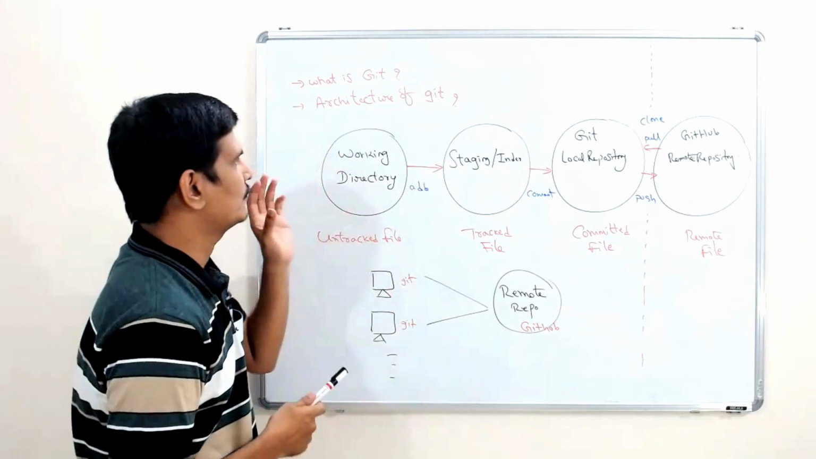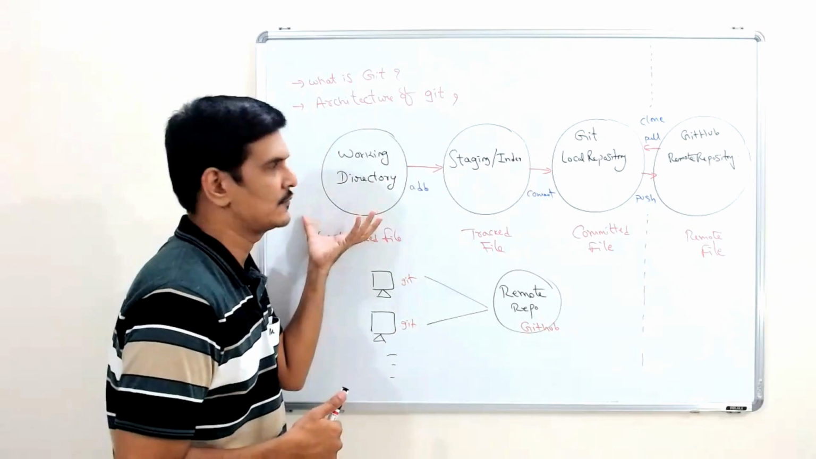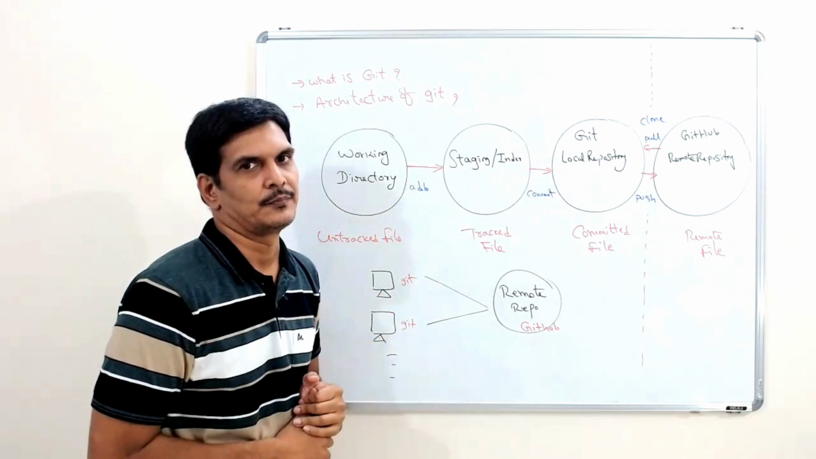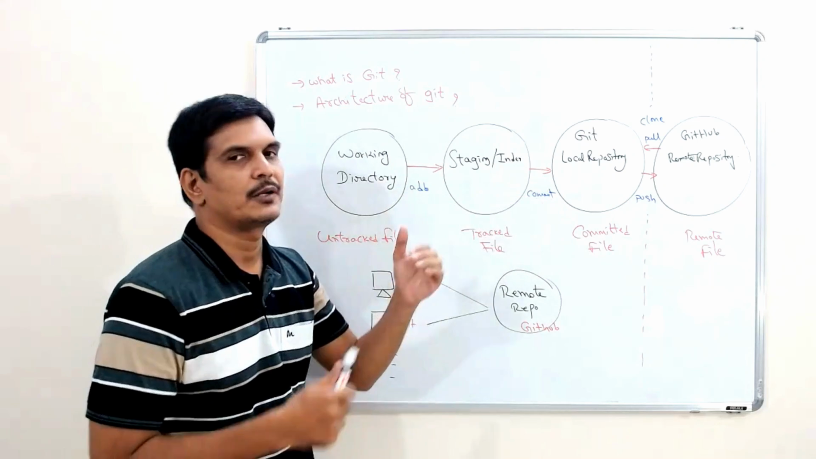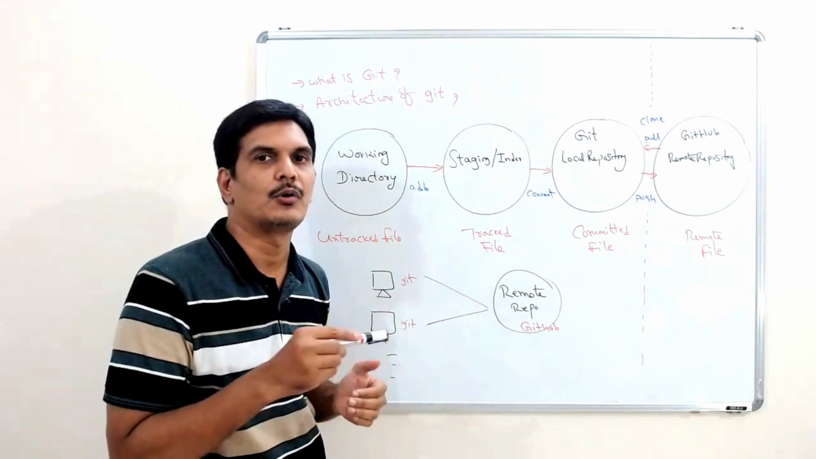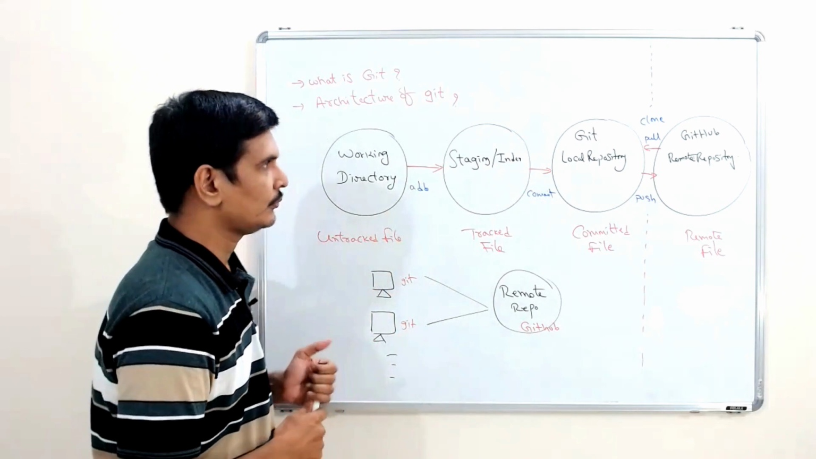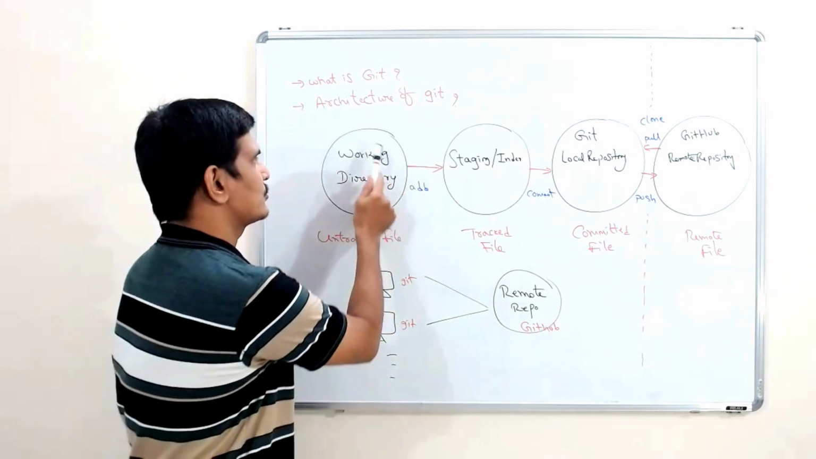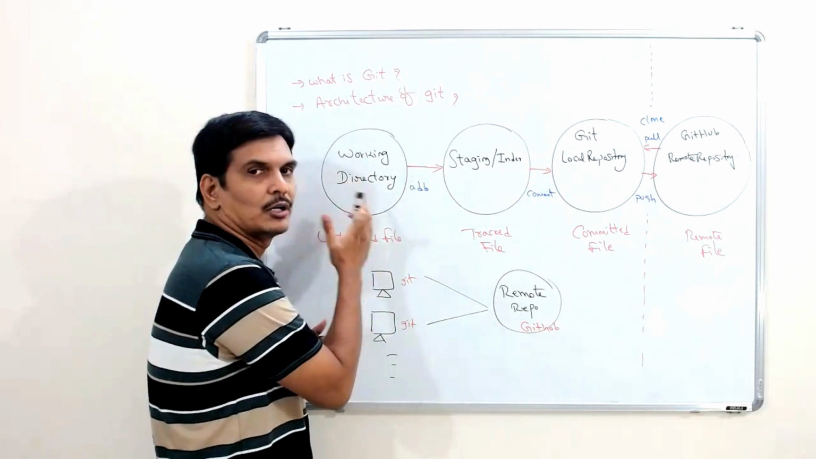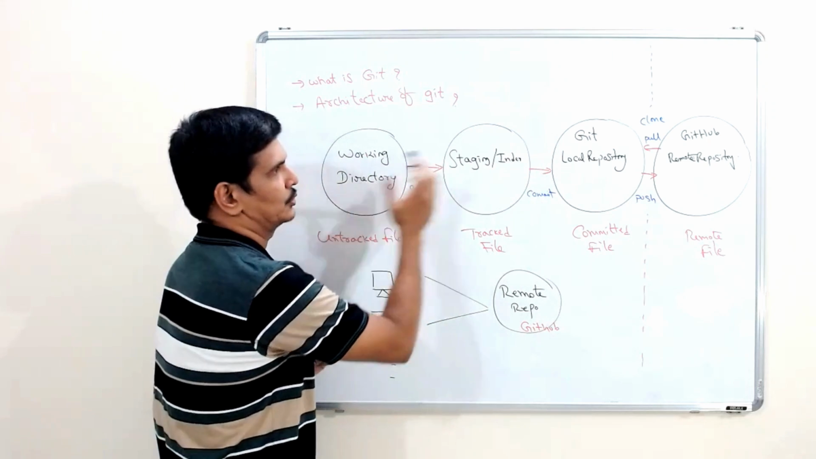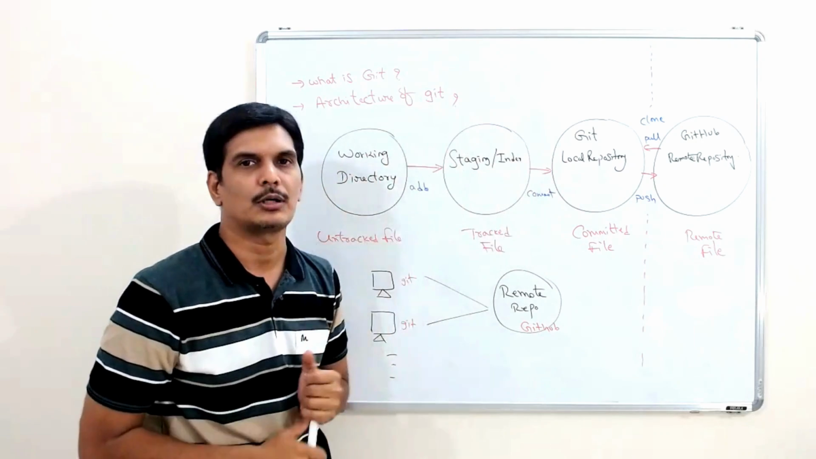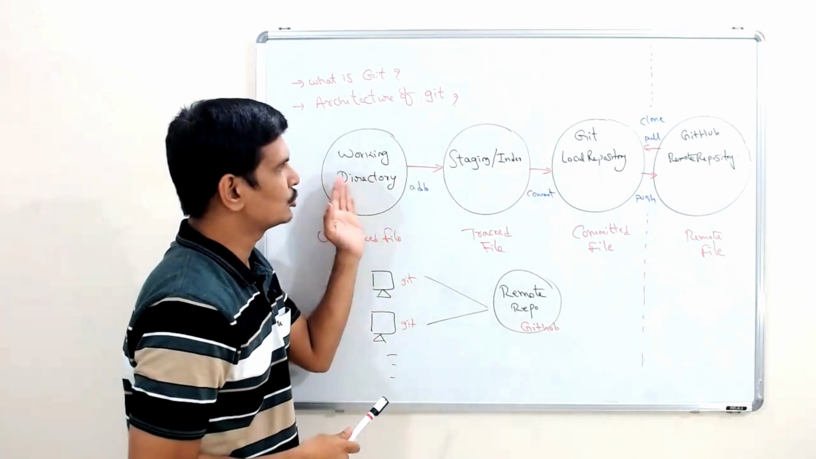Whenever you have files in the workspace or working directory, we cannot directly commit them into the local repository. Local repository means every individual in the team will have their own local repository, right? So Git is acting as a local repository. As soon as we have files in the working directory, we cannot directly send them to the local repository. That means we cannot directly commit them. They should go through staging.